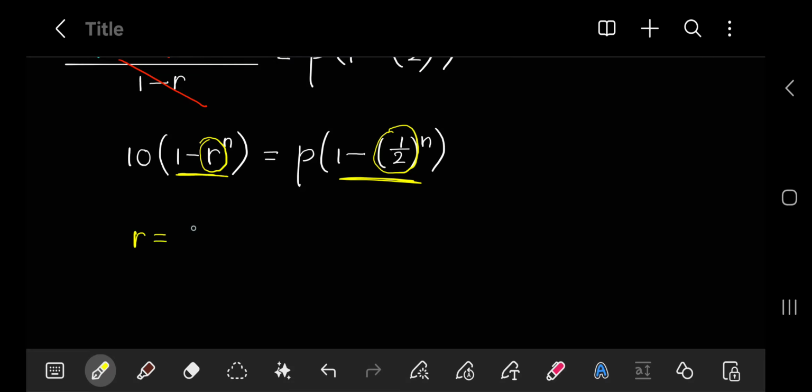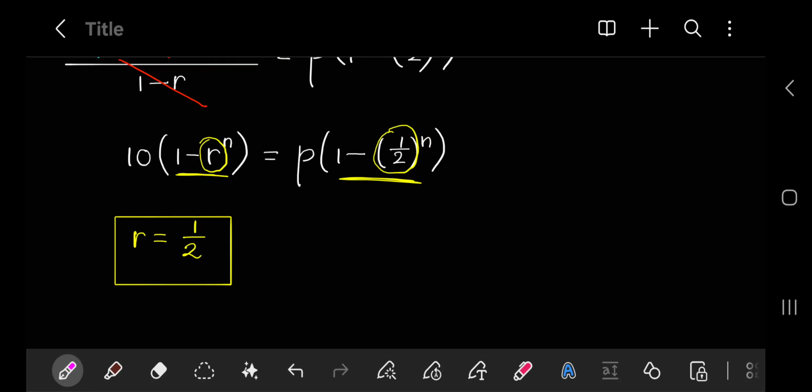So r is equal to a half. And I know that is not what the question wanted. They wanted the value of p. The value of p is so evident. If you can figure out what r is, you can figure out what p is. P represents the coefficient of the bracket. And the coefficient of the bracket on the left is 10, meaning that p is equal to 10.